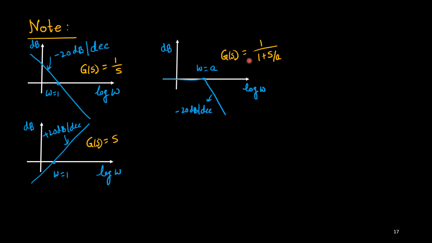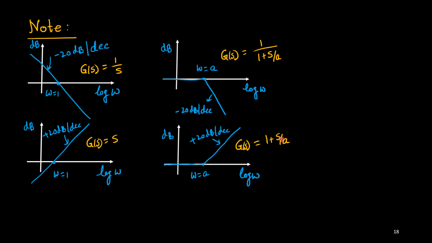So just look at this one. If I have a pole at s equal to minus a, the corner frequency is omega equal to a, and when omega is less than a, it is 0. Omega more than a, the slope is minus 20 dB per decade. Similarly, for zeros, 1 plus s by a. Omega less than a, it is 0 again. But for omega more than a, there is a positive slope, plus 20 dB per decade. Similarly, if I have plus 40 dB per decade, I'll have two zeros at the same point s equal to minus a. Means the function will be (1 plus s upon a) squared, like that.